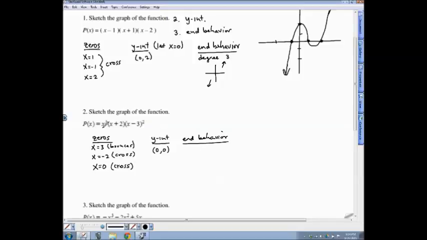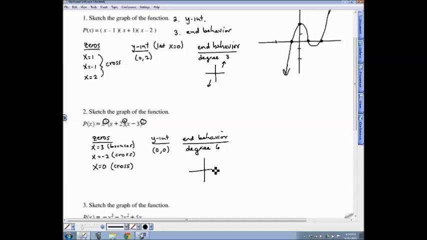Okay. The end behavior again is determined by degree. When the polynomial is written in factored form, one way to determine degree is adding the multiplicity of the factors. So a multiplicity of 3, multiplicity of 1, and a multiplicity of 2. If you add all those numbers up, you get degree 6.